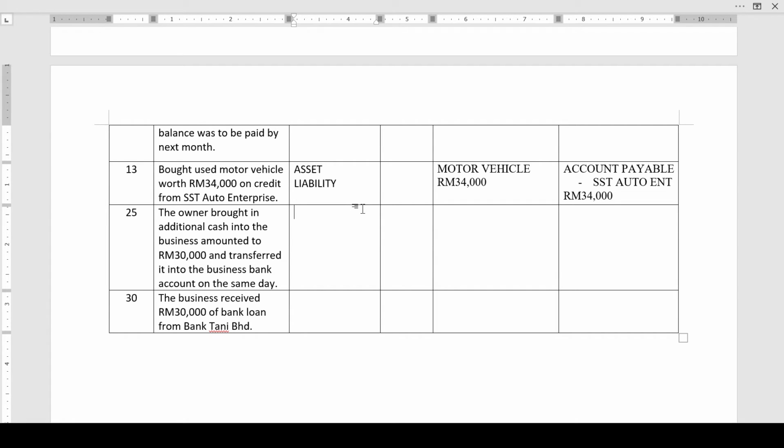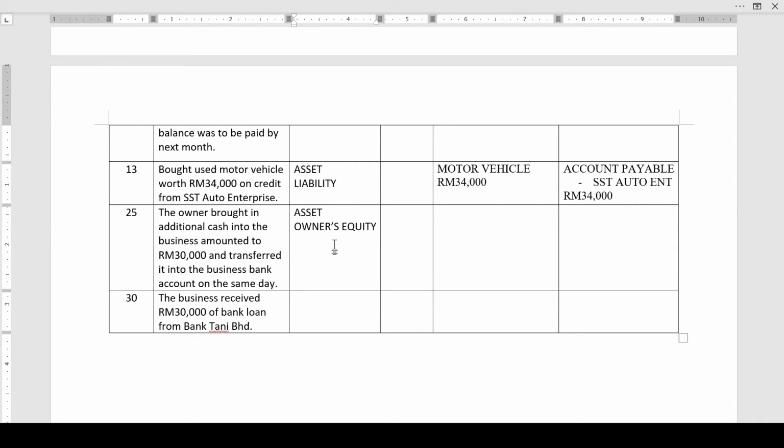So now the business has an additional asset, so an asset increases. Who contributed the cash? The owner. So we have to record the contribution from the owner as well. Owner's contribution will increase owner's equity. What happened next? The cash brought in by the owner was then transferred into the business bank account on the same day.